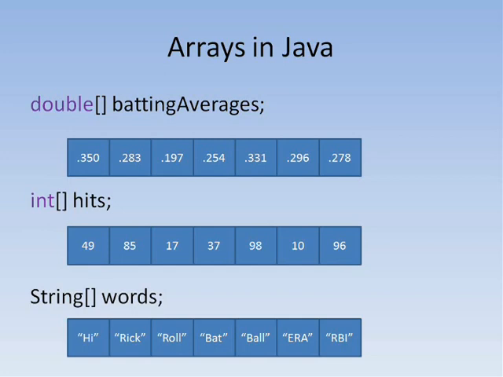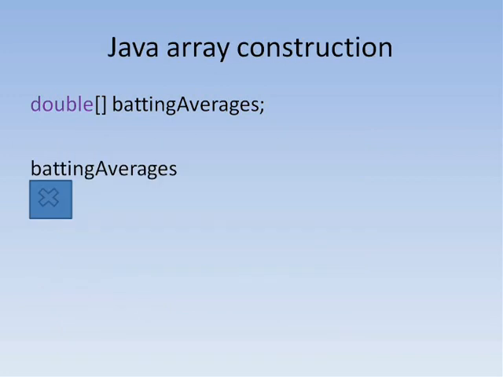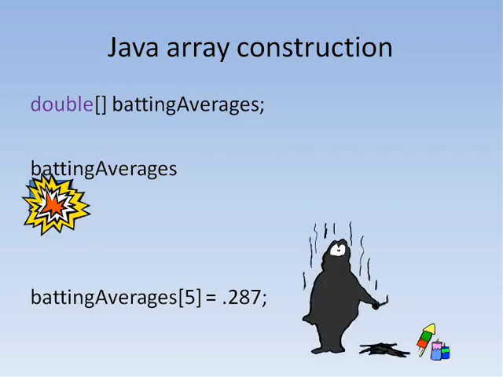Arrays are objects in Java, so just like when you declare a string or a point, you have to call a constructor to make the object. In the same way, you don't actually have an array until you use new to construct one. If we try to assign the location 5 in the array before calling the constructor, we end up with a null pointer exception.